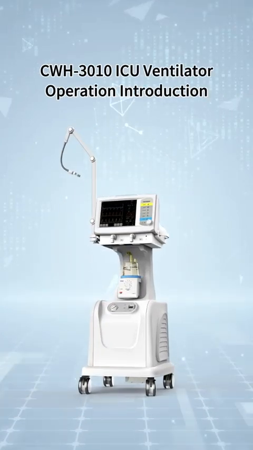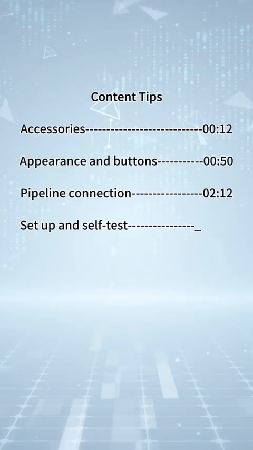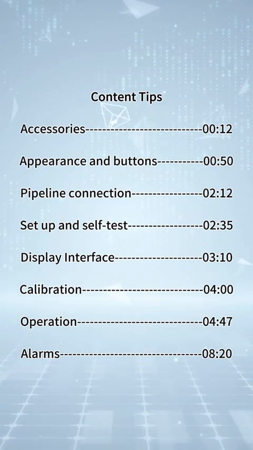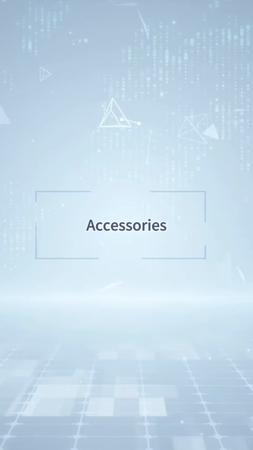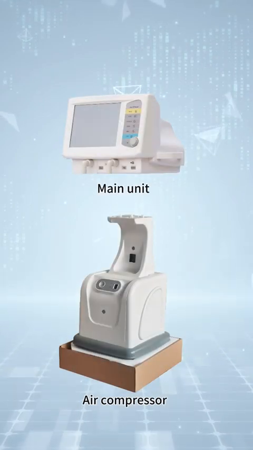CWH3010 ICU ventilator. Operation introduction. Accessories: main unit, air compressor.